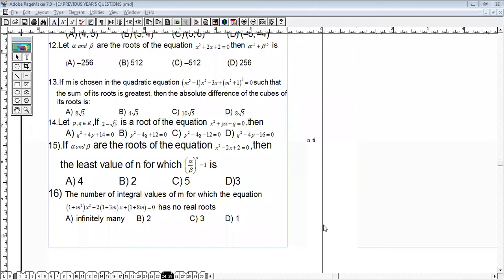Next, look at the next problem. 15th problem. Alpha and beta are the roots of the equation. Then what is the least value of n for which alpha by beta whole power n is equal to 1? Let's observe this.